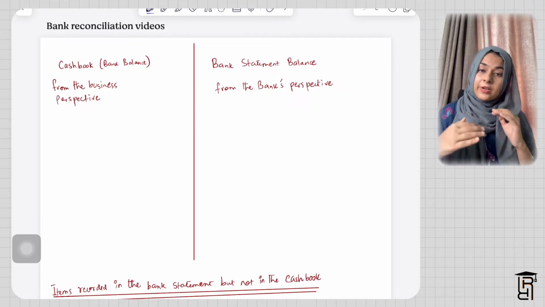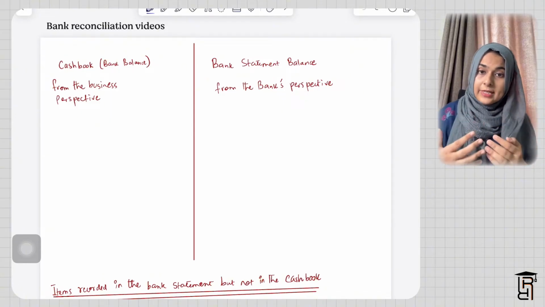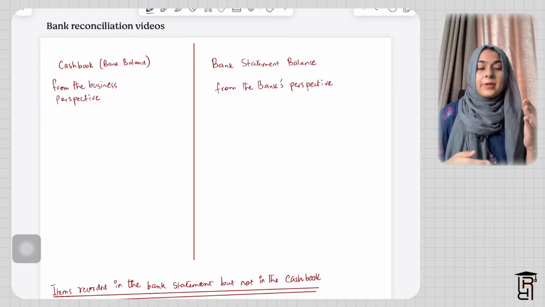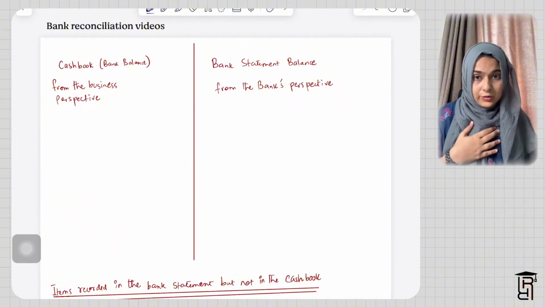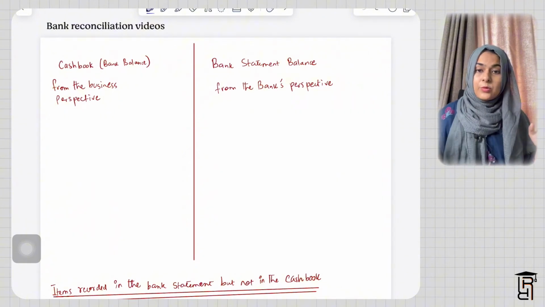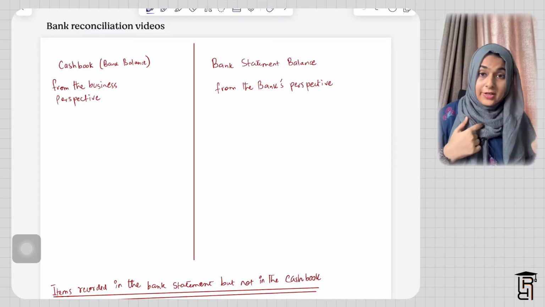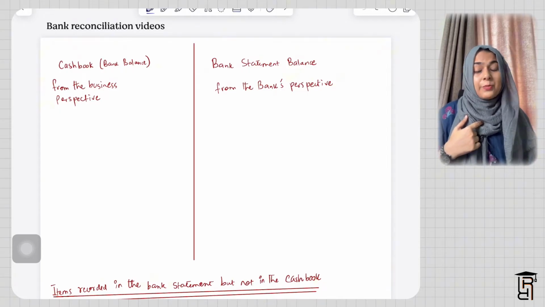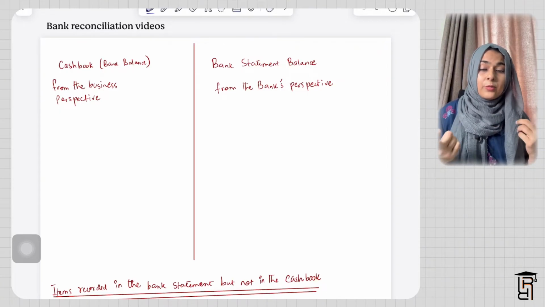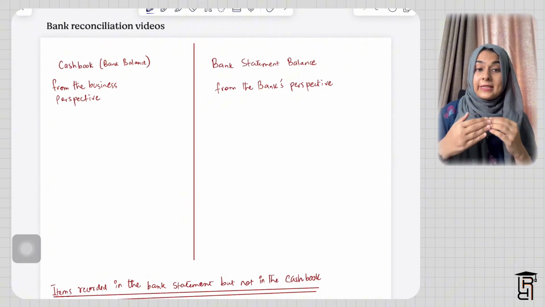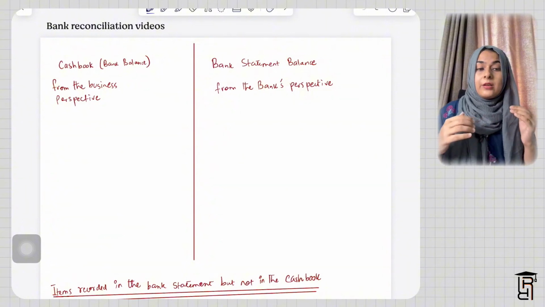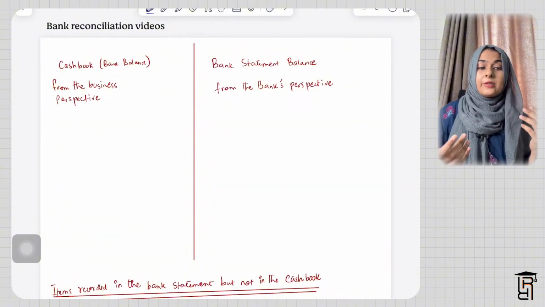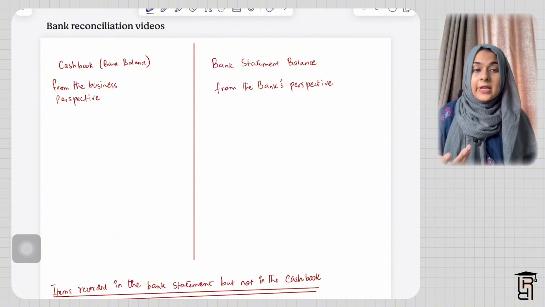So let's say we are not in contact with the bank on a daily basis, then there will obviously be some differences. There will be some things which the bank did not record and we recorded, and there will be some things which we did not record and the bank recorded. Because we were not in contact with the bank on a daily basis like we are today, we did not record those things which the bank recorded.